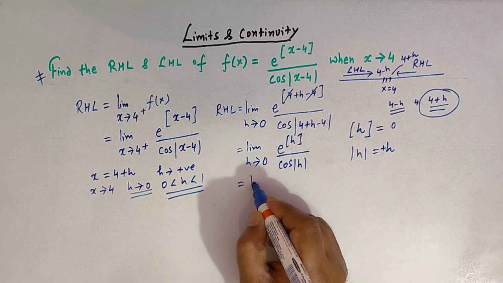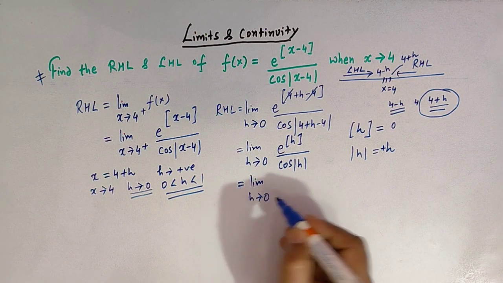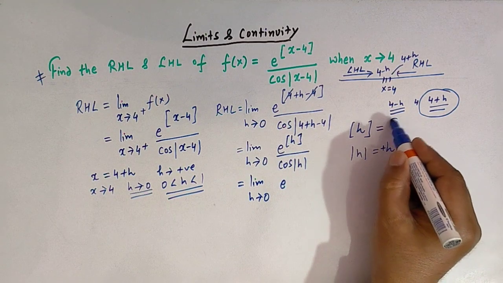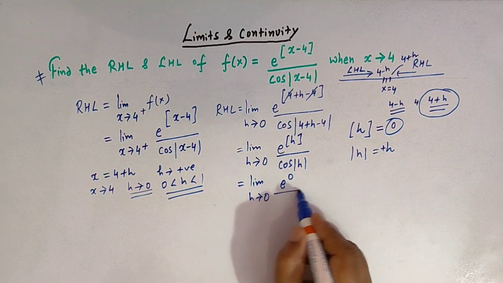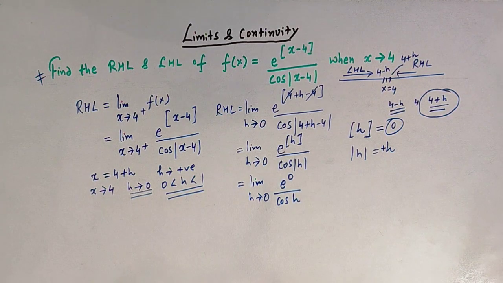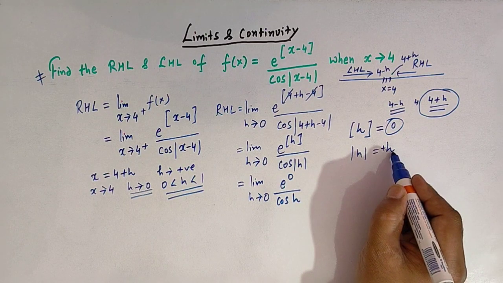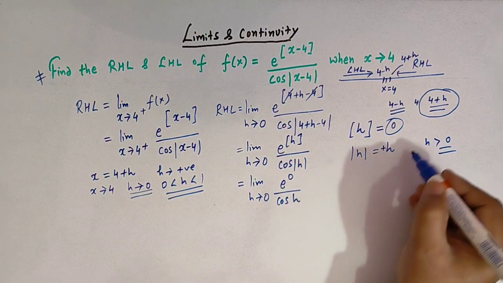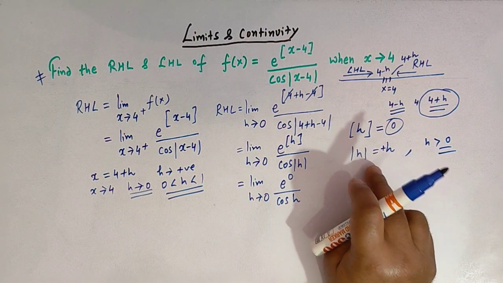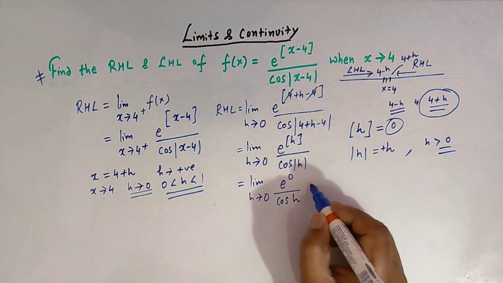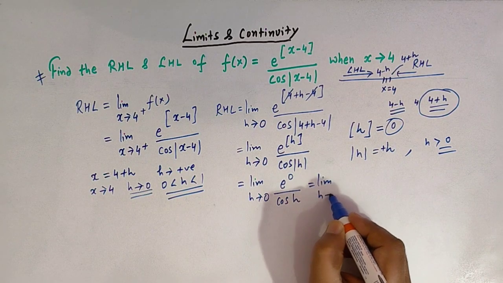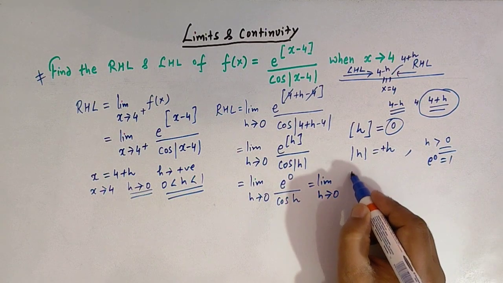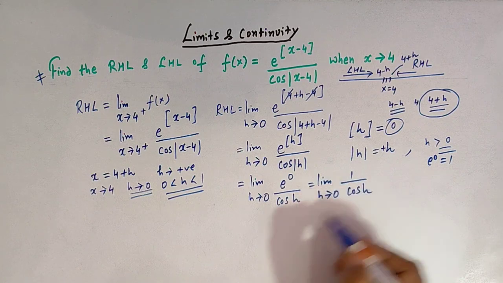So now we can write limit h tends to 0, and here we have e raised to greatest integer of h, that is equal to 0. So here we have 0, and here we have cosine of h, right? Because mod of h is equal to positive h, because h is greater than 0, right? So this is due to the definition of mod function. So here we have limit h tends to 0, and e raised to 0 is equal to 1. So we have 1 over cosine of h, right?